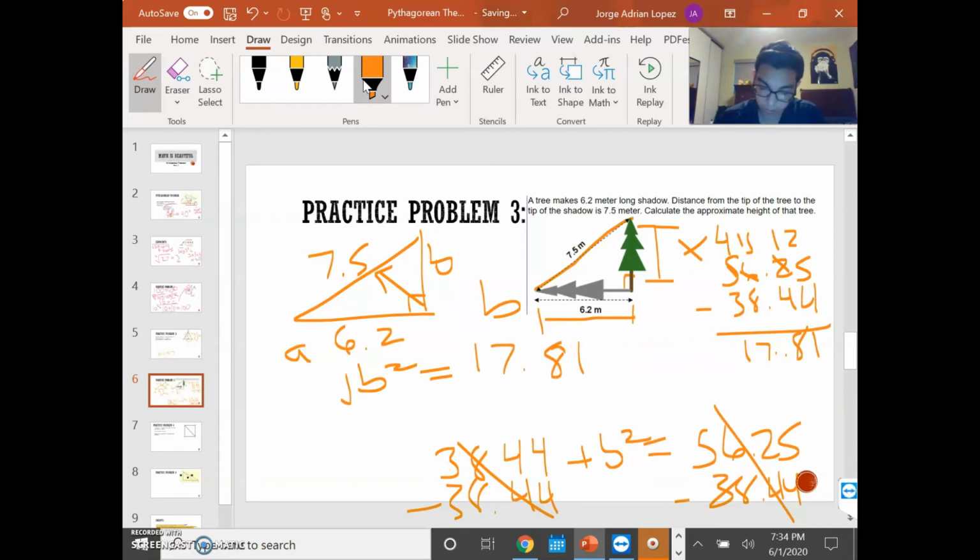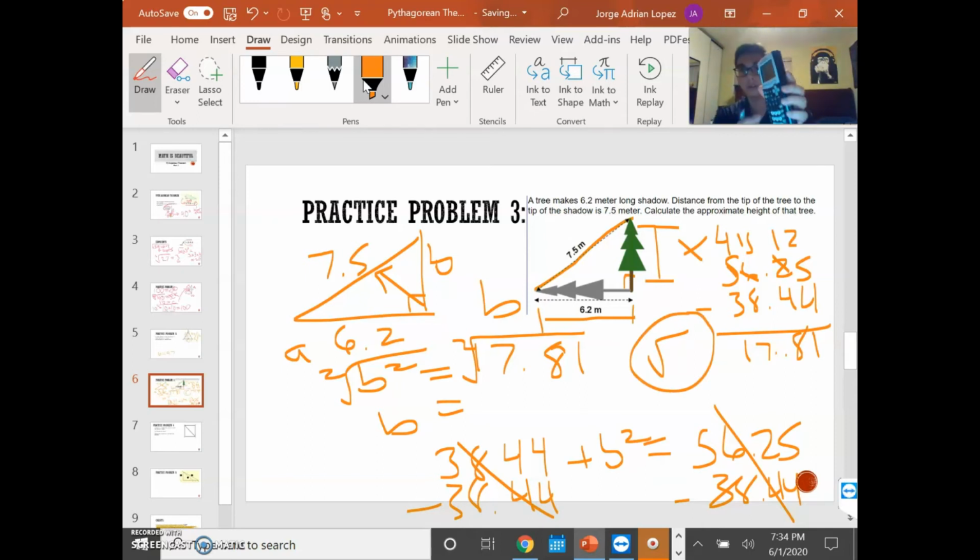Take the square root of b squared. Now, on your calculator, it should look like this button, okay? The button will look like this. So you type in your number first into your calculator, okay? After you type in the number, then hit this square root symbol. Okay? Alright. So you have the square root of 17.81.